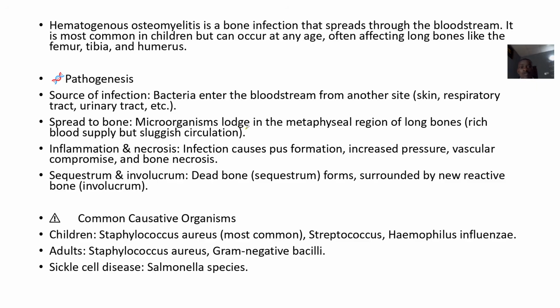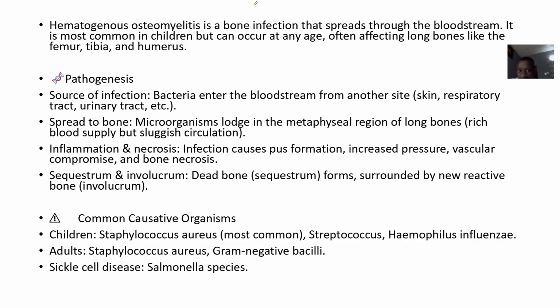It's a bone infection that came about because the infection spread through the bloodstream to the bone. Remember that it could spread through different routes. It could be direct inoculation, it could be through lymph nodes. It is most common in children, but can occur at any age. It usually affects long bones like the femur, the tibia, the humerus.